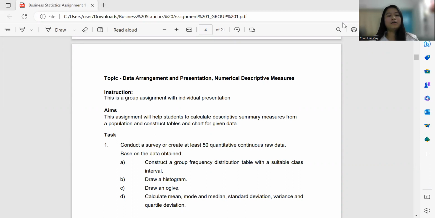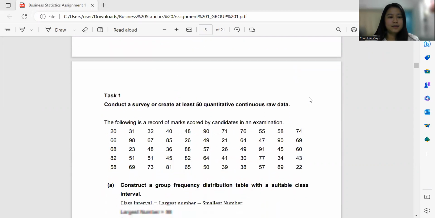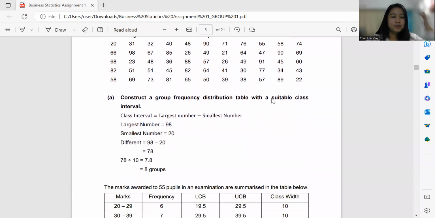Today, I would like to share about the data arrangement, numerical descriptive measures. For task 1, we have conducted a survey and created 55 quantitative continuous raw data. First, we need to construct a group frequency distribution table with a suitable class interval. For the class interval, we need to find the largest number and smallest number from the raw data. For this example, the largest number is 98 and the smallest number is 20.